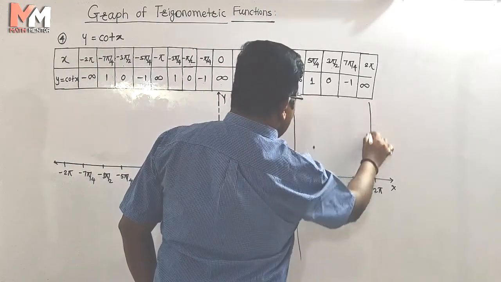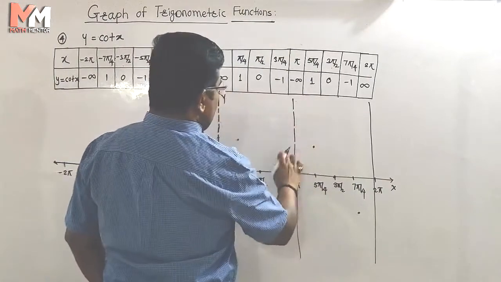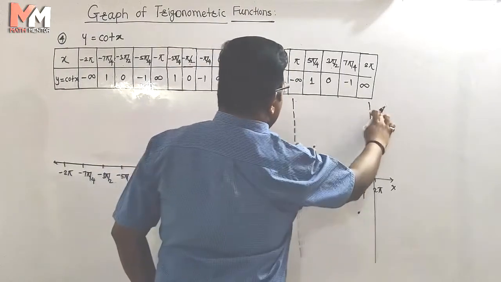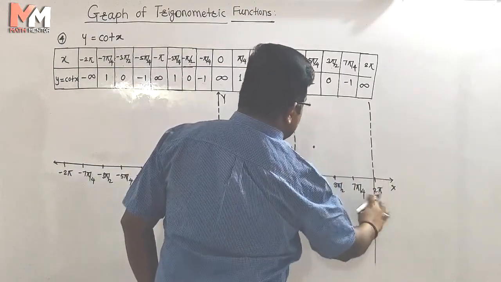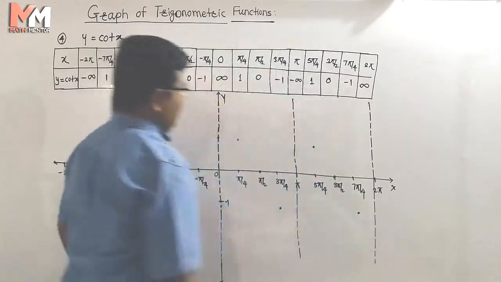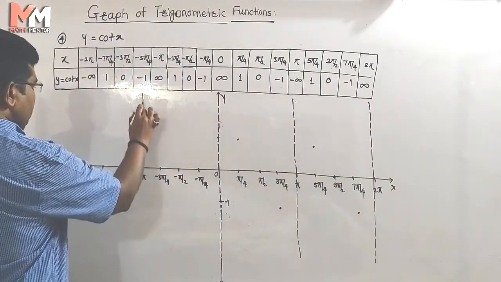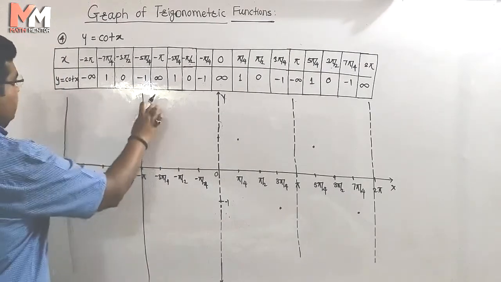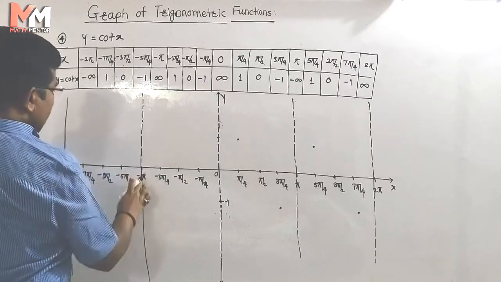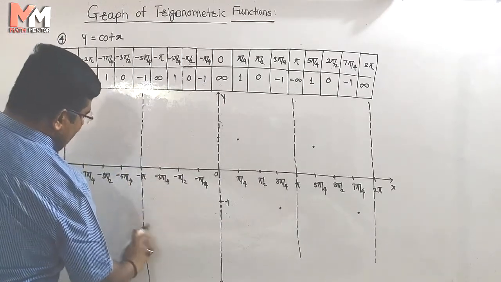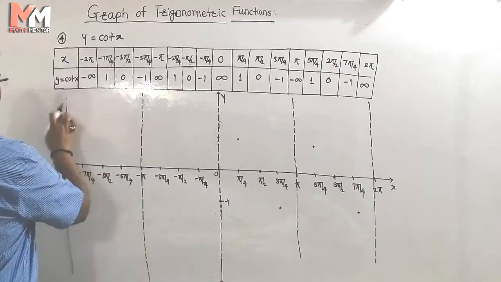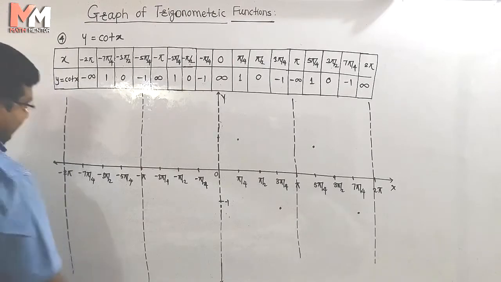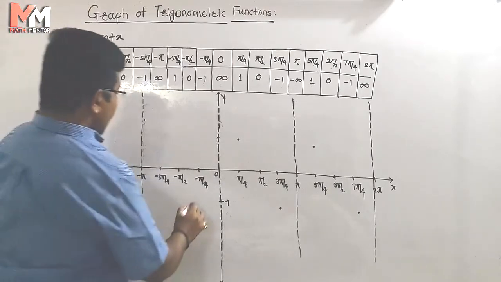Cot 2 pi is not defined. So this curve is not defined at these angles, that is 0, pi, 2 pi. It means obviously it is n pi. So at n pi, cot is not defined here also, and here also. So this is very important to understand the graph of cot x. Cot x is not defined at n pi, where n is an integer.